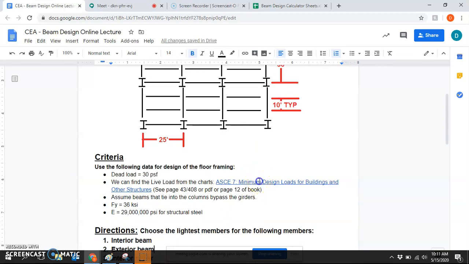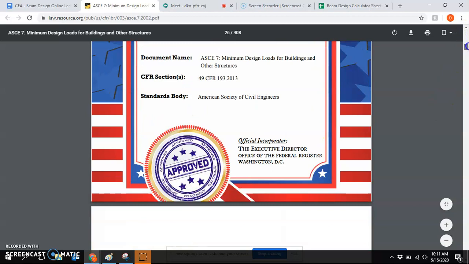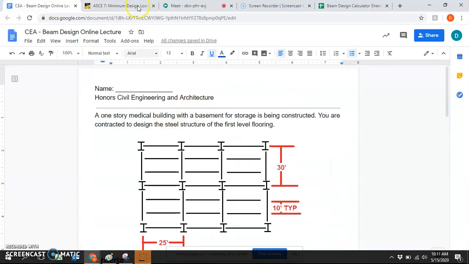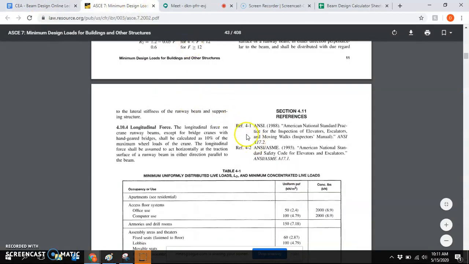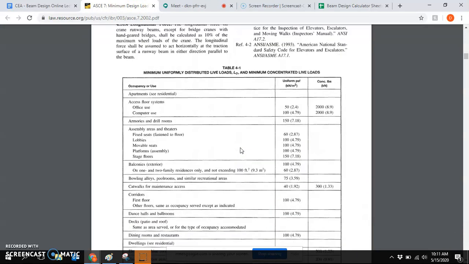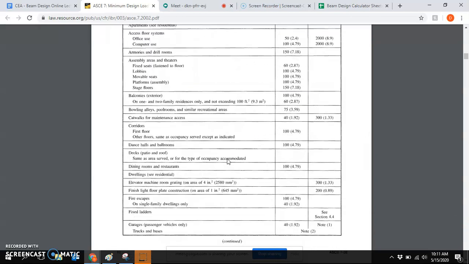So for the live load, we're going to go to this website over here. I think I said it was page 43. And you have to look for, like I said, a medical use, a medical building. So you're going to have to look for the most relevant. I'm looking, and if you see it, shout it out. I'm looking for anything like doctor's office, medical.